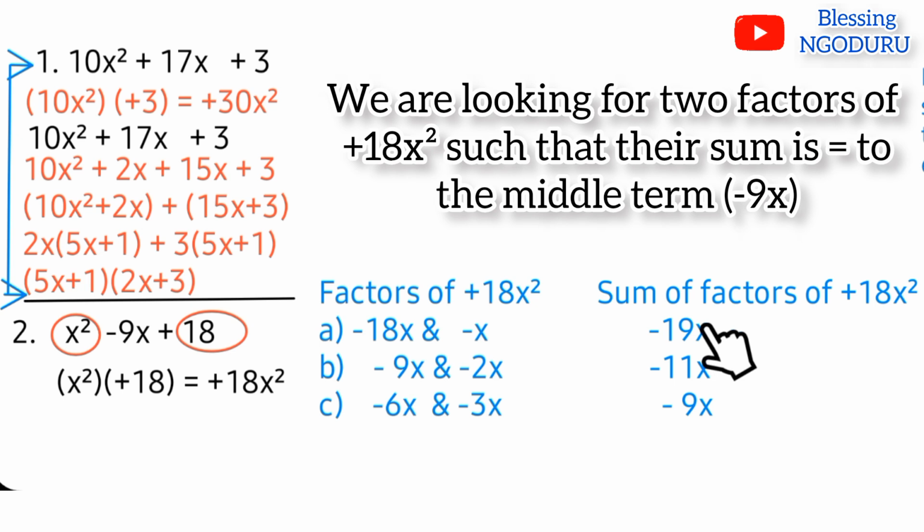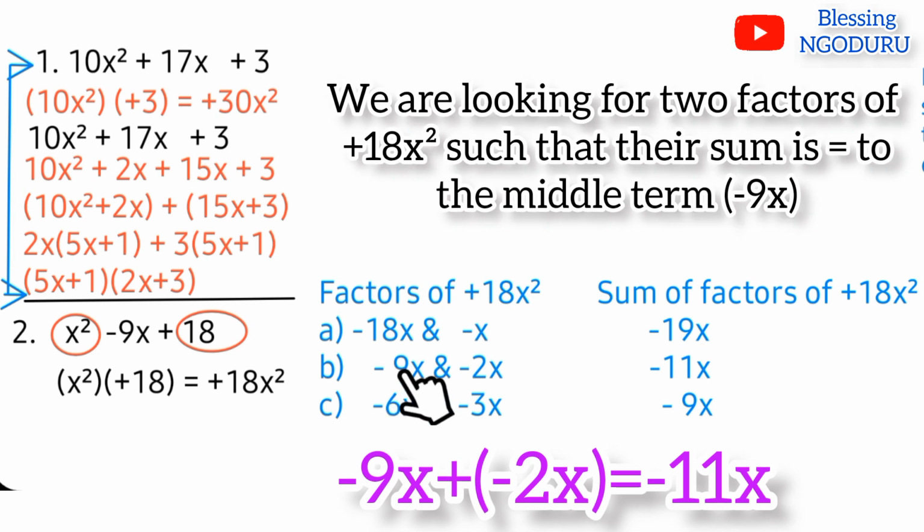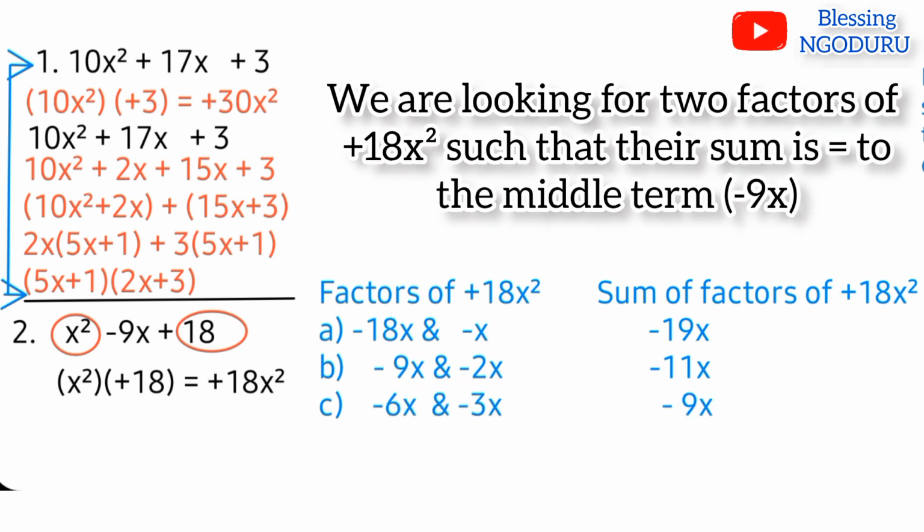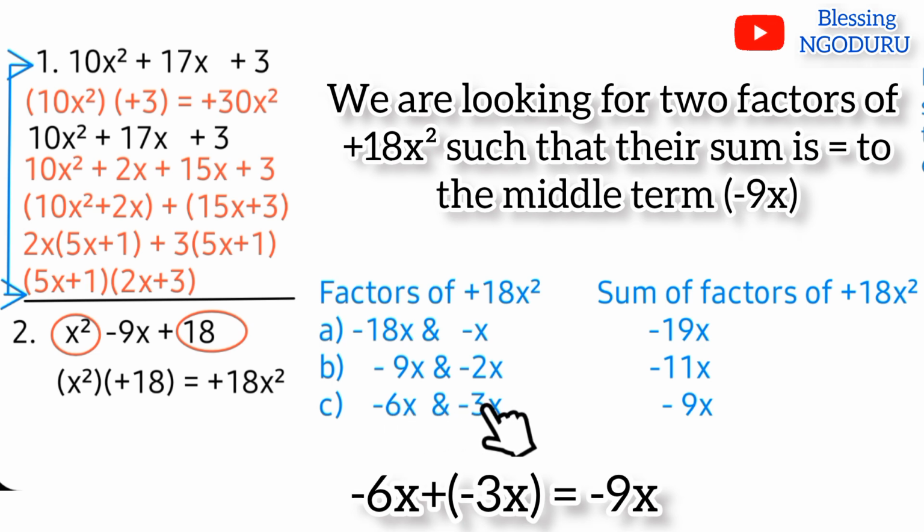So we'll proceed to the next factors of plus 18x², which is minus 9x and minus 2x. Minus 9x multiplied by minus 2x gives plus 18x². Addition of minus 9x and minus 2x gives minus 11x. We'll proceed to the next factors of plus 18x², which is minus 6x and minus 3x. Minus 6x multiplied by minus 3x gives plus 18x². Adding minus 6x and minus 3x gives minus 9x.